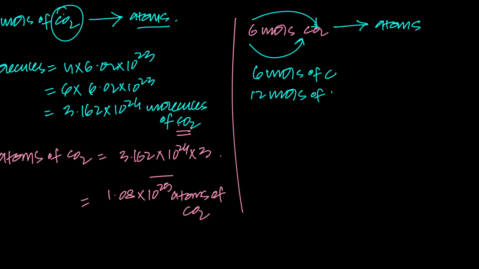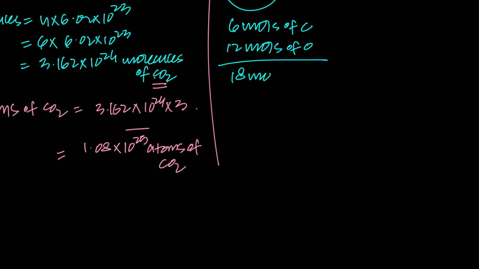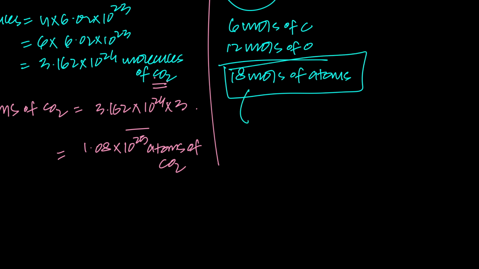So what are the total number of moles? Total number of moles: 18 moles of atoms. These are the number of moles of atoms in carbon dioxide. In 6 moles of carbon dioxide, you have these many moles of atoms. Now, I've got the moles of atoms, so I can calculate the number of atoms.